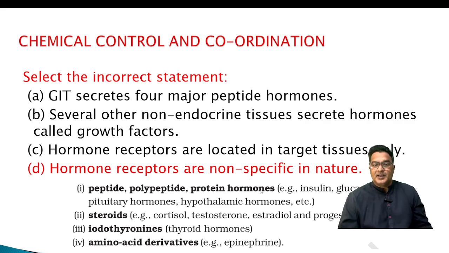The receptors may be present outside or inside, based on the chemical nature of that particular hormone, but hormone receptors are specific in nature. So hormones will circulate all over the body, but they work only on certain tissues and organs which have their specific receptors present either outside the cell membrane or inside the cytoplasm or nucleus.